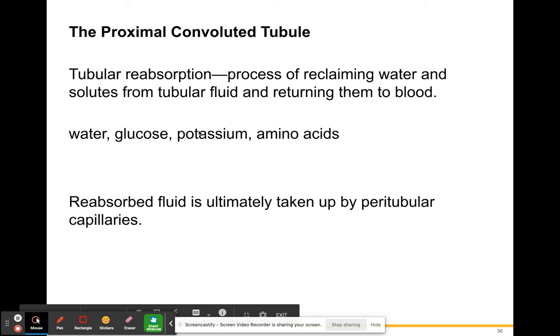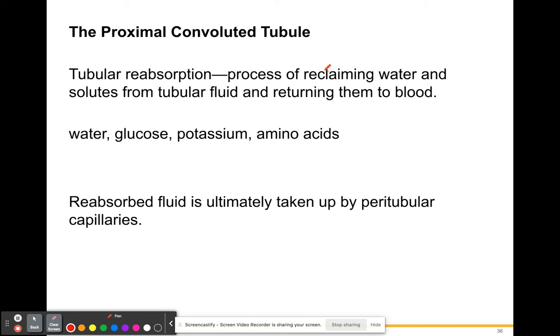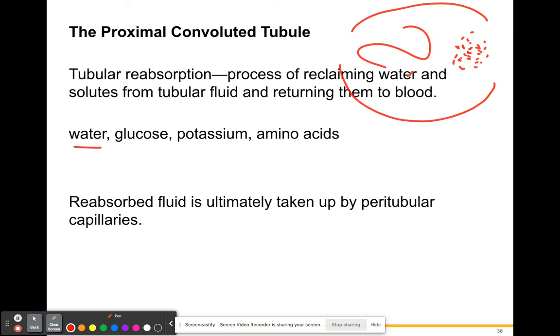Tubular reabsorption is the process of reclaiming water and solutes from the tubular fluid and returning them to the blood. So besides water, what are these other solutes? There's stuff in the filtrate. My filtrate is these little dots, all things that passed through. Here's our Bowman's capsule, here's our glomerulus. The blood went through the glomerulus and took all this stuff out. All these little dots are things taken out of the blood, and all of them are then going to go into the proximal convoluted tubule.